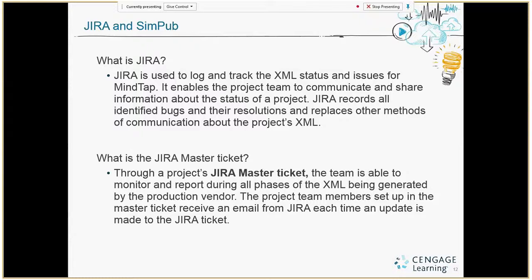JIRA will record all of the bugs and the resolution for that project. So the CDPM will be setting up a master ticket for each project early on. This will happen most likely during the first pass pages stage before we start to do preview XML. The key stakeholders on the team will be added to the master ticket and therefore will receive notifications from JIRA each time an update is made to that master ticket.